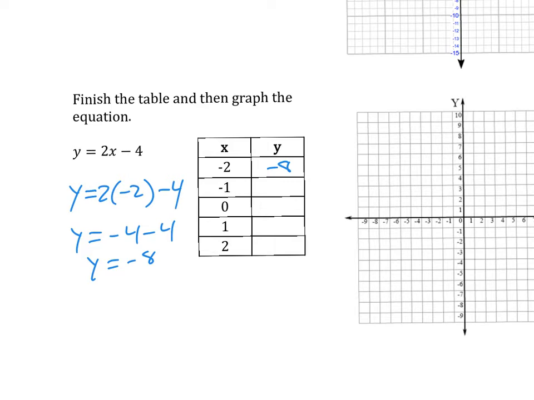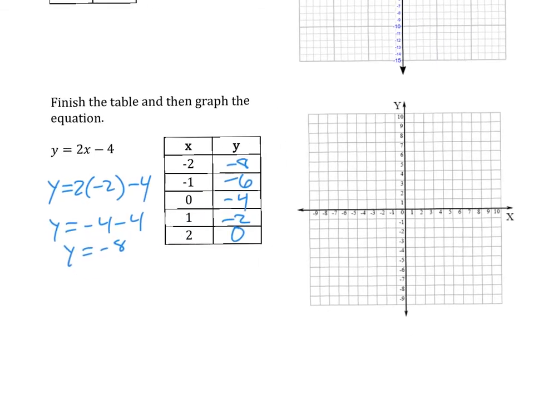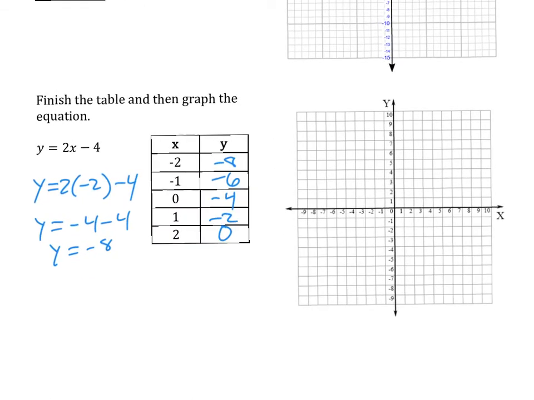Okay, we'll do the same thing with -1. Well, -1 times 2 is -2. Subtract 4, that gives us -6. 0 times 2 is 0. Subtract 4, that gives us -4. Okay, 2 times 1 is going to give us 2, minus 4 gives us -2. And 2 times 2 is 4, minus 4 gives us 0. Okay, and now we have our ordered pairs, so we can graph our equation.